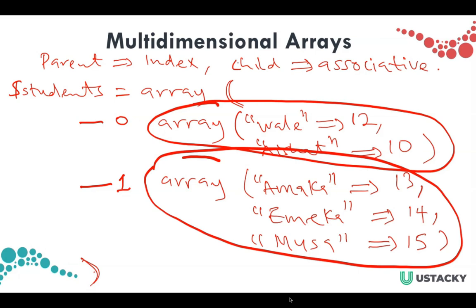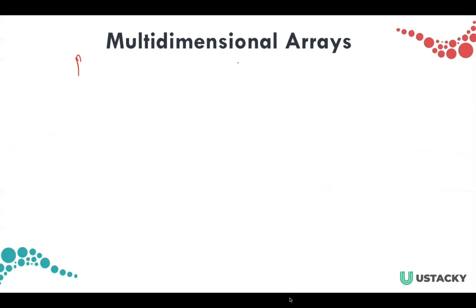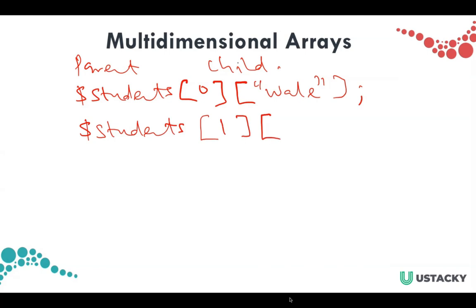So how do we get each of the elements in this array? To get the elements, we have the parent and child. So to get each of the elements, for example, the age of Wale is going to be $student. Since the parent is an index array, the index will be 0. And the second one is an associative array, you have Wale here. So to get the age of Amaka also, you have $student. Amaka falls under index 1. So you have Amaka here. In the next tutorial, let us write this in our IDE.